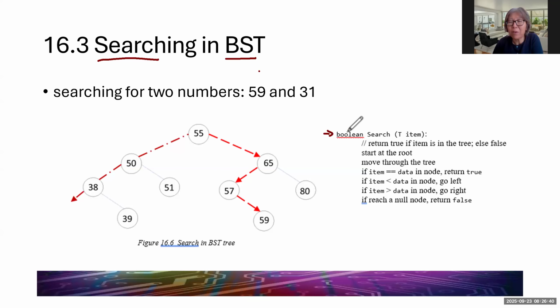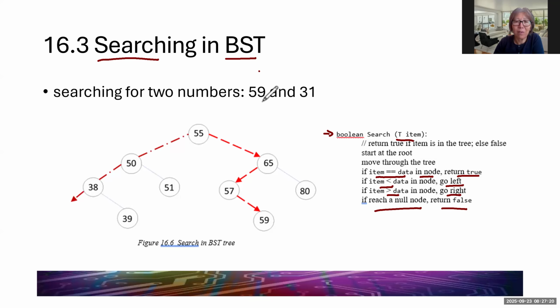So here is the algorithm pseudocode for the search. We try to search for some item in the tree to see if it exists. You compare the item with the data in the node. If you find it, then definitely return true. If the item is less than the data in the node, then you go to the left. Otherwise, you go to the right. If you reach a null node, then you return false. That means the item does not exist in the tree.